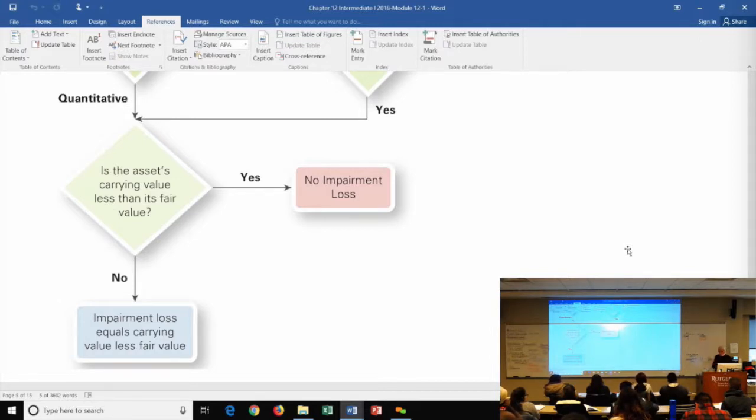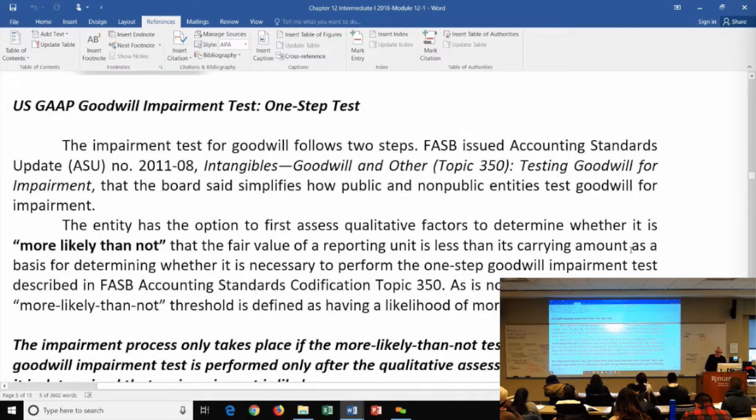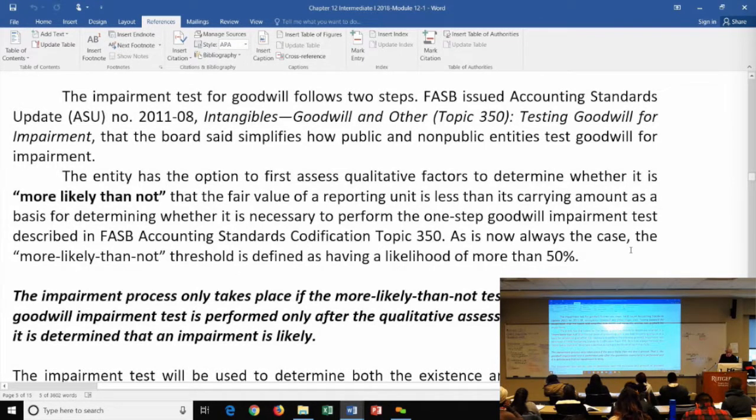Right, and the same thing's going to be true for Goodwill. Goodwill is going to have the same basic concept where we're going to go through a more likely than not test first to determine whether or not there is impairment. After the more likely than not test is conducted, if there is evidence that the goodwill is impaired, you have a pretty simple test now. It may not be in this version of the textbook, but this is what's going to be GAAP beginning in January. So you're going to need to know this for the CPA exam, and this is what I want you to know. You're going to look at the carrying value of the reporting unit versus its fair value.